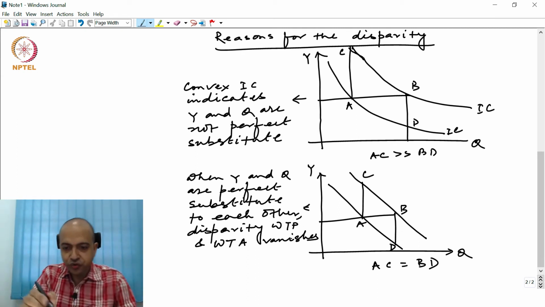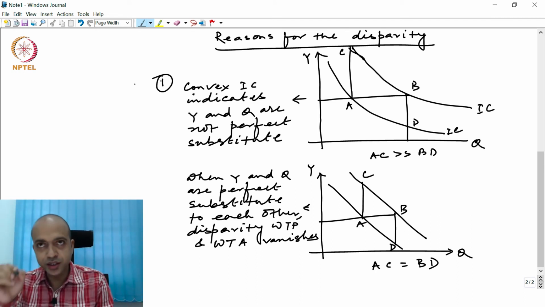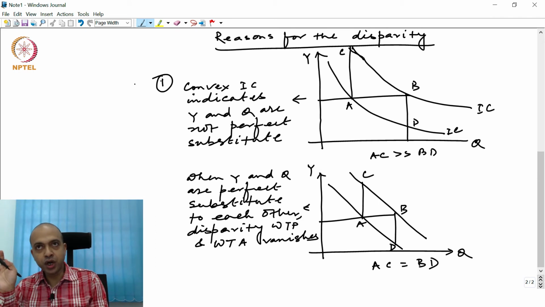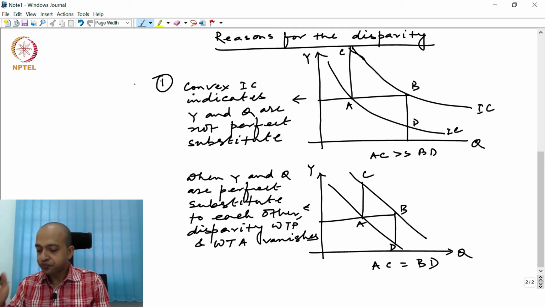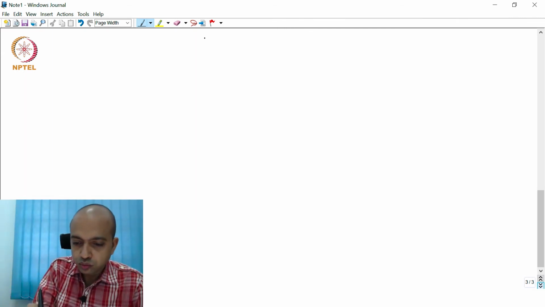So this is the first reason. This we can say reason number 1, which we can explain. So reason number 1 for the disparity between willingness to pay and willingness to accept is basically by the very fact that they are not perfect substitutes to each other. That is why. Okay. Now second reason, number 2.